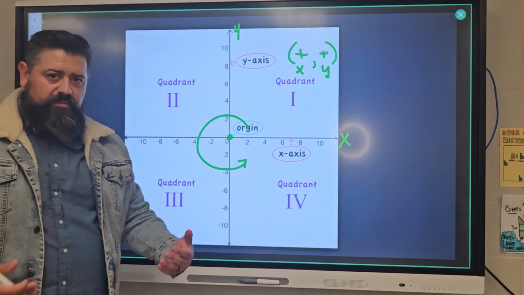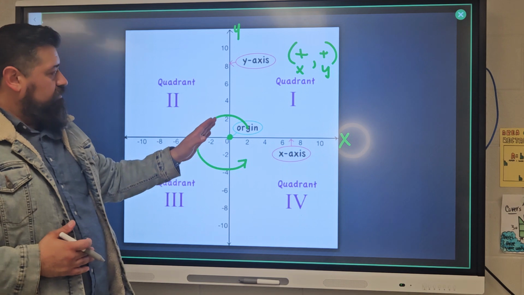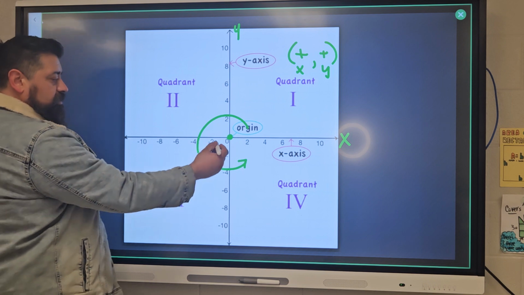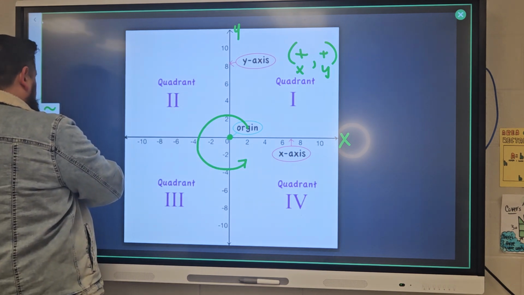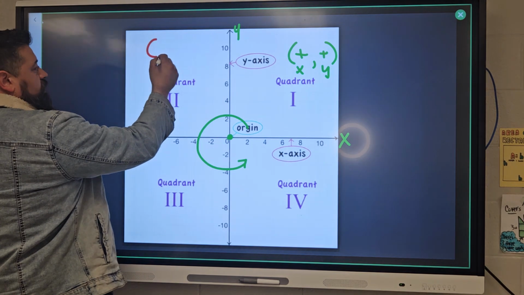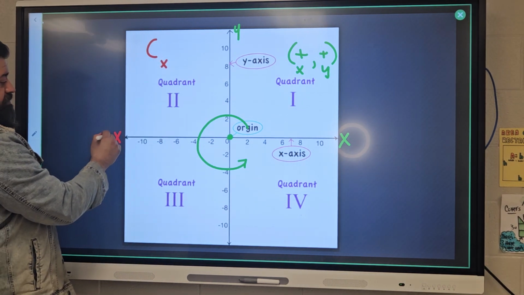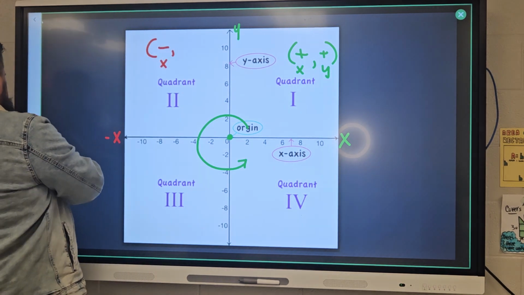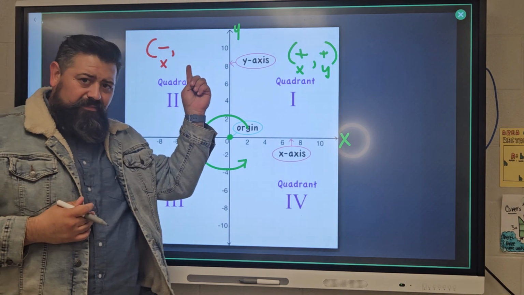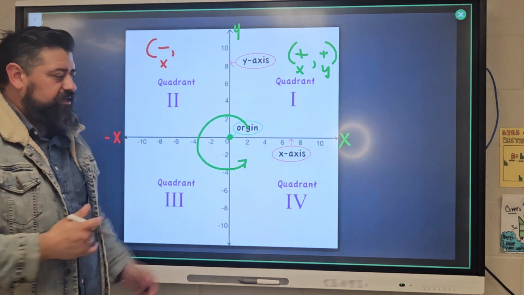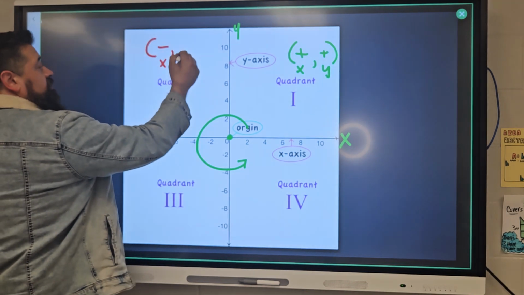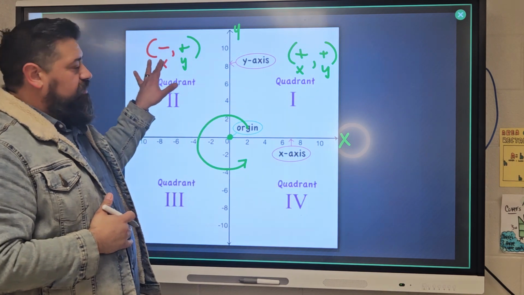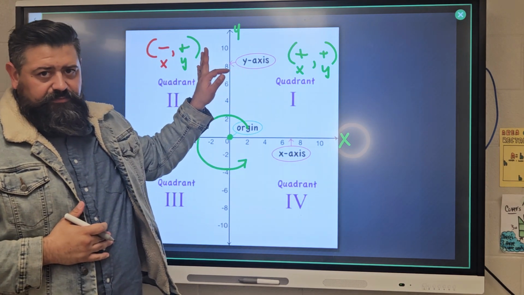Quadrant 2, remember we start at the origin. To find anything here, I need to go to the left first, right? If I go to the left on the x, it's negative. So my first number is going to be negative. But then I have to go up, and if I'm going up, it's positive. So the ordered pair you're going to find here is a negative and then a positive. And that's how it goes.